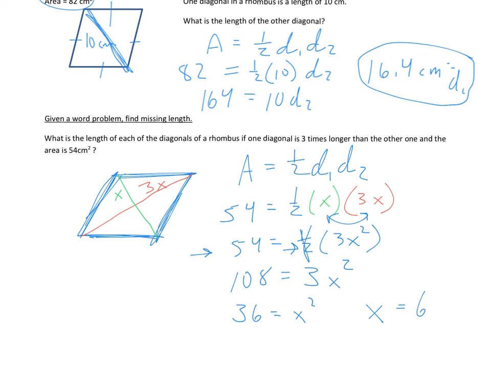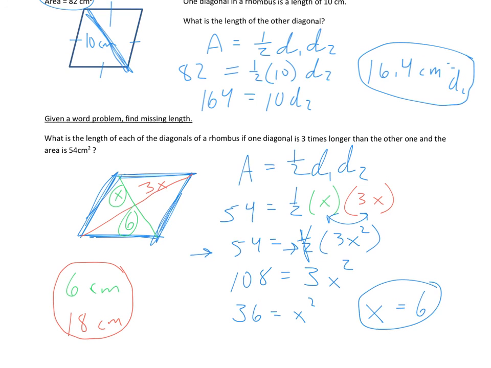Now, technically, you get positive or negative 6, but since it's geometry, we're only going to deal with the positive value there. So when it says, what is the length of each diagonal, you don't just stop and say x equals 6. Of course, x is the length of this one here. That is 6. But the red one would be 3 times 6, or 18 centimeters. So if you look at your two diagonals, one is 3 times the length of the other, and 1/2 times 6 times 18 will equal our area.